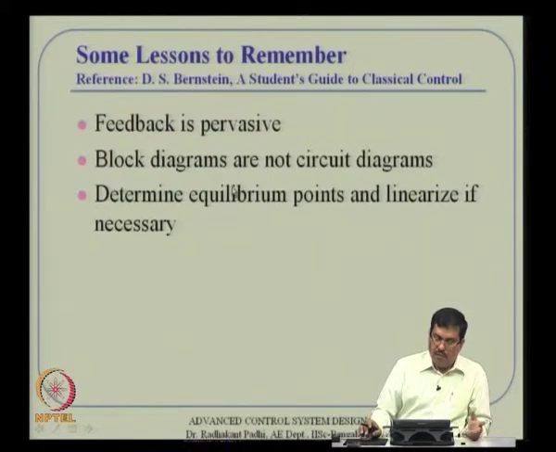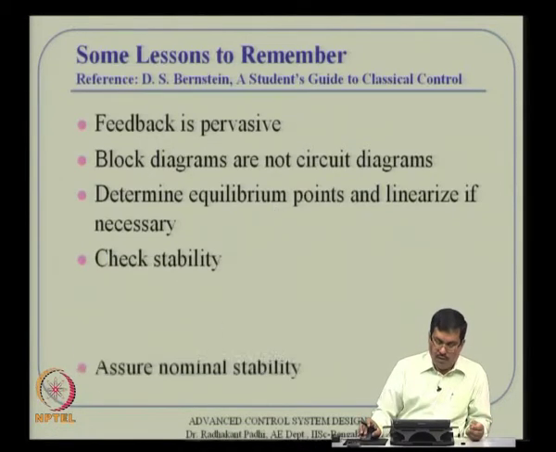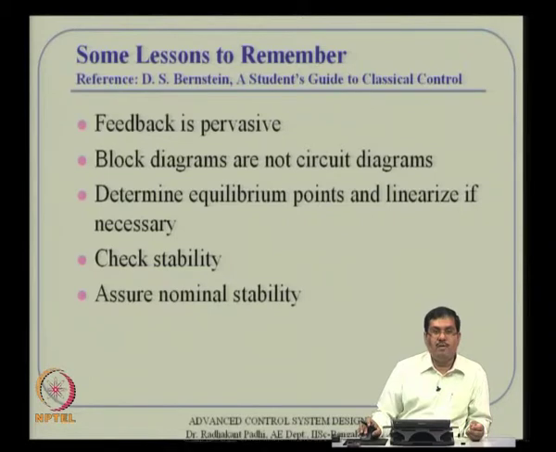Then the next thing you do, given a system, is find the equilibrium points and linearize if necessary about them. Next, check stability. Then assure nominal stability. That means if you assume the transfer function is correct, with no error or parameter inaccuracy, then the only concern at that point is to assume stability for the nominal system. That is the first condition.